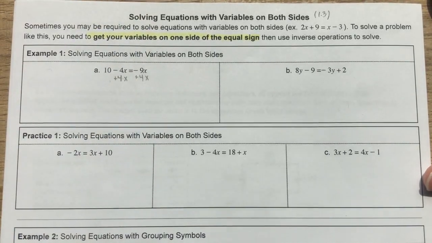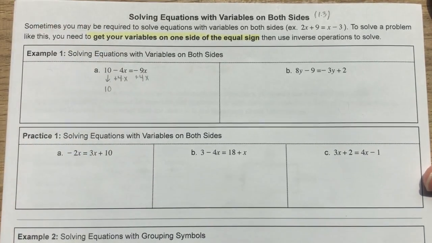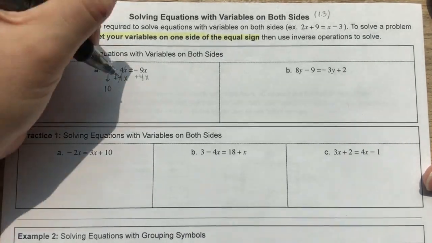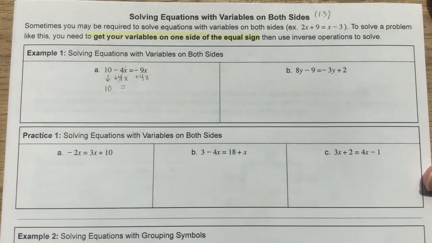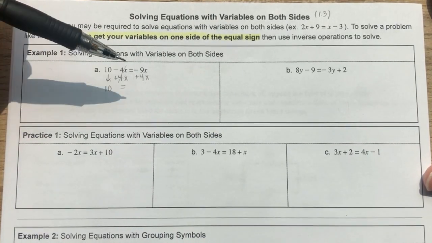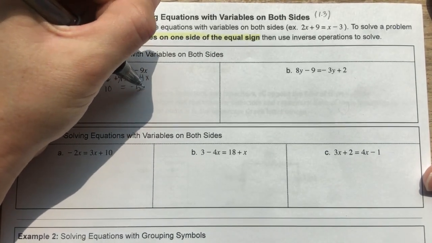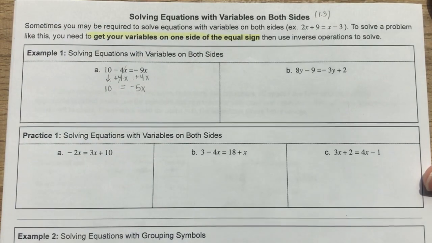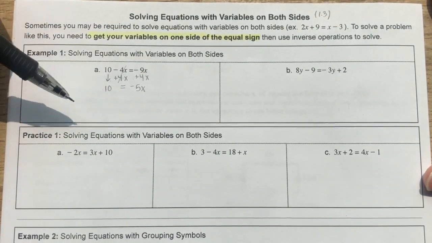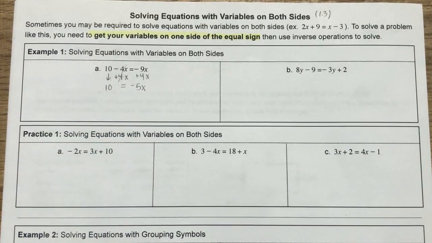Once I do that, I'm going to bring down this 10 because that didn't change. Then -4x and +4x undo each other. And I need to remember to bring down my equal sign. Then -9x + 4x: -9 plus 4 would be -5, and then x. So now I have 10 = -5x. I have -5 times x, and now my variables are on the same side of the equal sign.